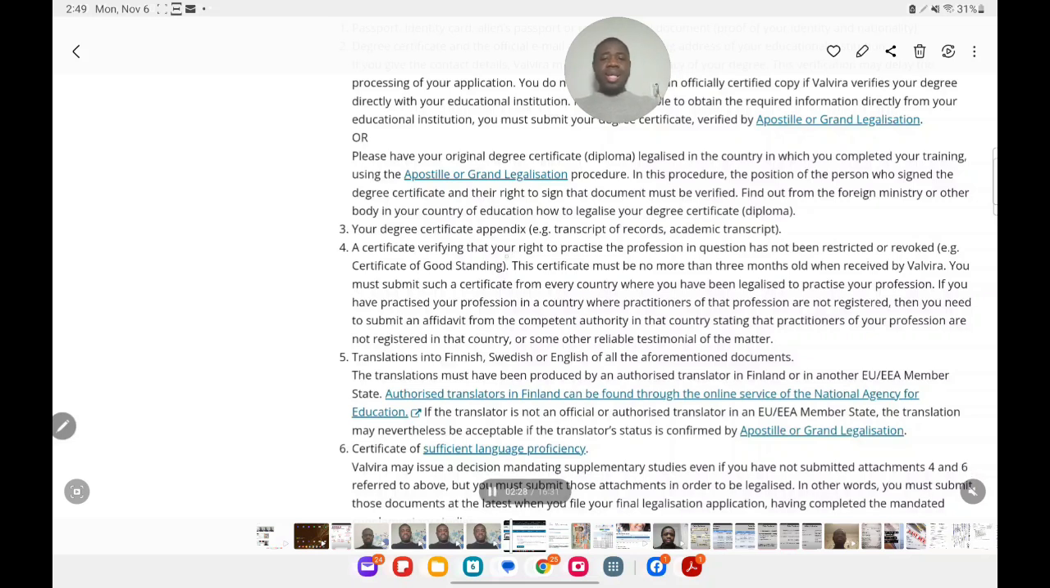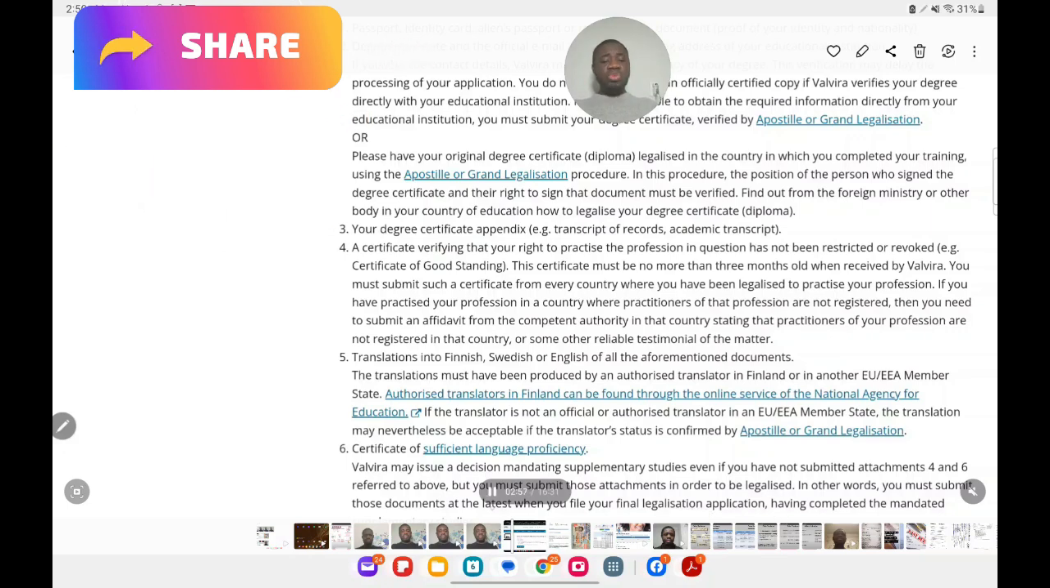Then the fourth one is talking about your nursing license. Your nursing license must be valid. The nursing license must not have been revoked. Your nursing license must be in the country where you practice right now. So that is the number 4 requirement. The fifth requirement is that you have to ensure that whatever you submit to the Finnish Nursing Board or Nursing Council is in English or Swedish or Finnish. If it is in another language besides these three languages, that means you have to translate those certificates or official documents to Finnish or Swedish or English.